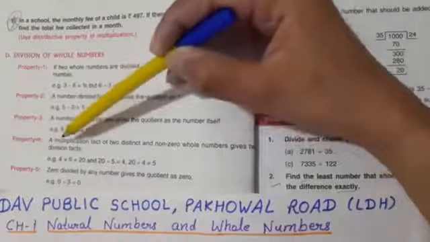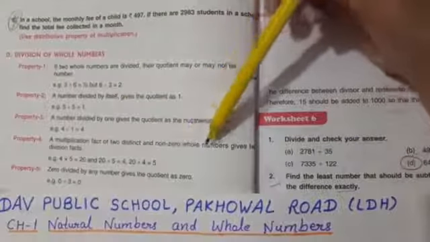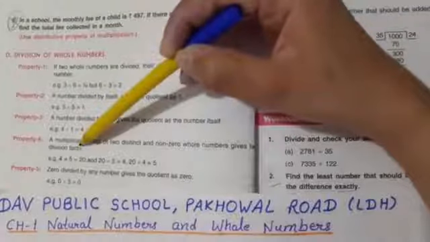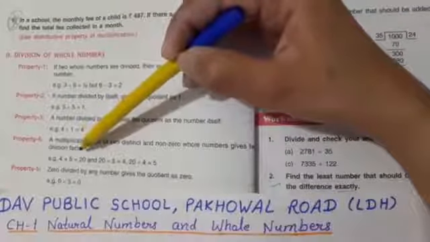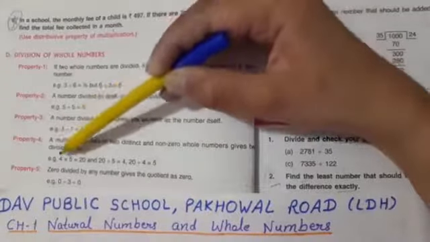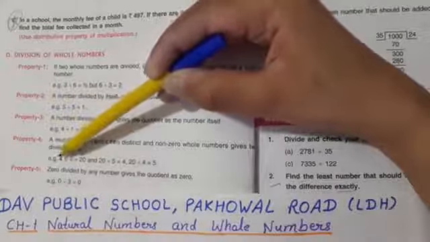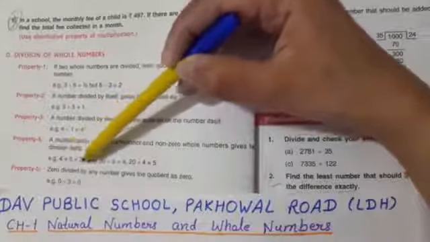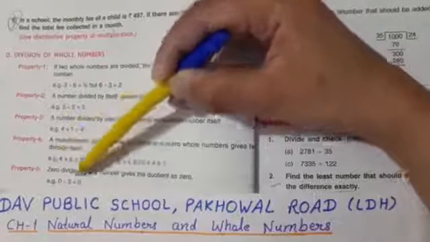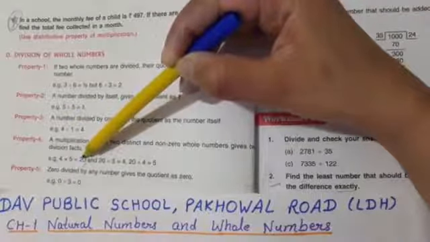Fourth property. A multiplication fact of two distinct and non-zero whole numbers gives two division facts. We will understand it by an example, right? Suppose we take two whole numbers 4 and 5, and we take their multiplication. 4 multiplied by 5 is 20, right? From this, we can get two division facts. What are these and how can we get them?